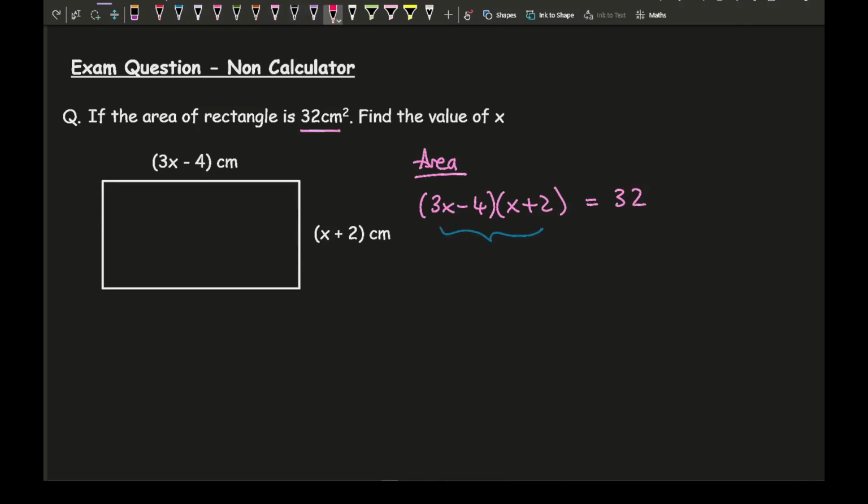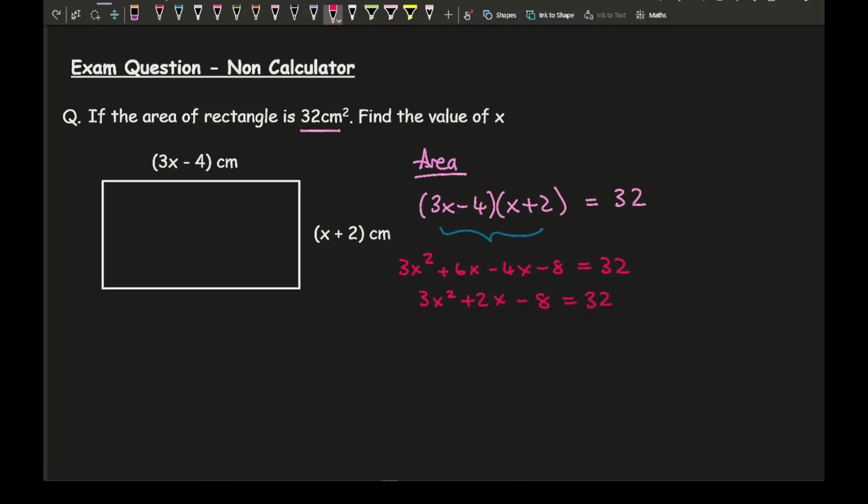So from this, what we then get is 3x squared plus 6x minus 4x minus 8, and that all equals 32. Now it's really important that you don't forget 32 because it does equal something, so make sure you always include it. So next, all I then need to do is just simplify the left hand side. So we get 3x squared plus 2x minus 8 equals 32.